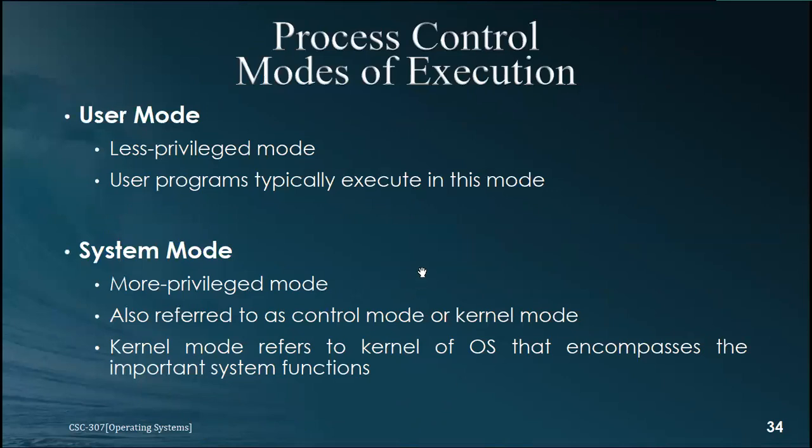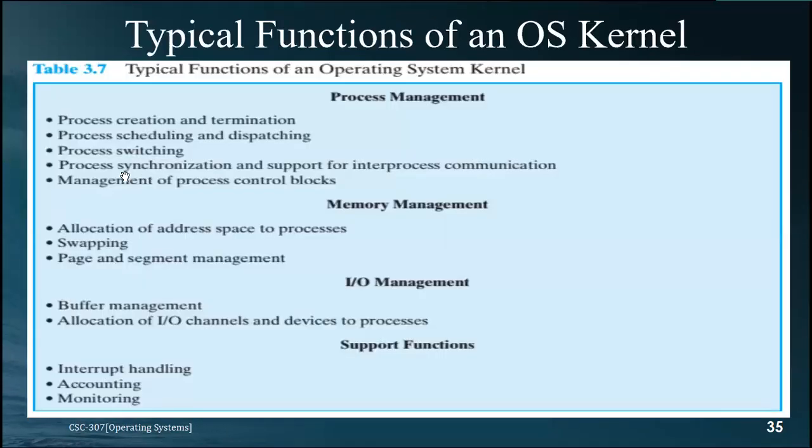And there are two modes. We have already covered this: user mode, system mode. User mode means you can actually do whatever the operating system and other processes allow you to do, and system mode means you can do whatever you want. Okay, so system mode is more powerful. So sometimes what happens is that a typical operating system has these functions: in process management it creates process, schedules process, dispatches process, and so on. Memory management, it allocates memory, swap. IO management, buffer management.